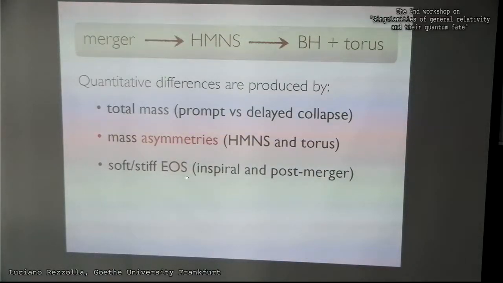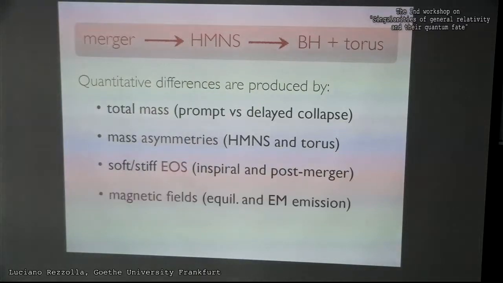Then there is, of course, another important ingredient, which is the equation of state. And in this business, people like to be oversimplified, and talk about stiff and soft equations of state, depending on whether you can take a star and compress it to very small radii, in which case you have a soft equation of state, or you cannot, in which case you have a stiff equation of state. And I'll show you how this plays a role.